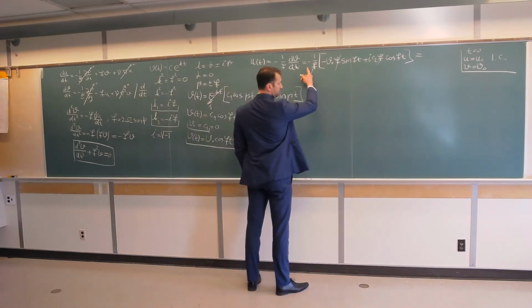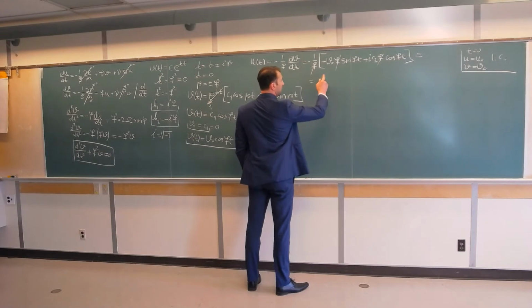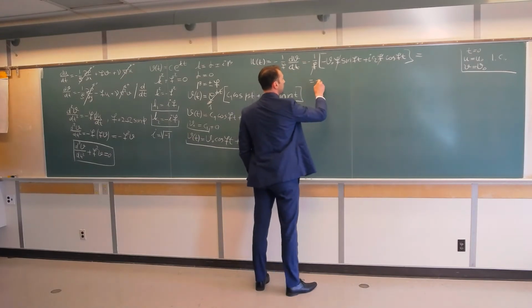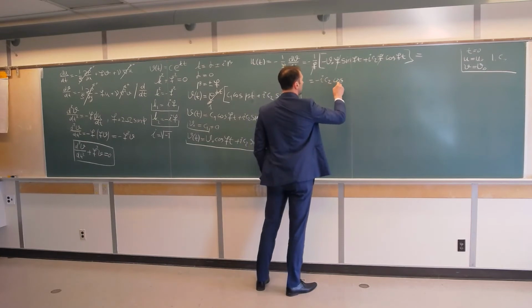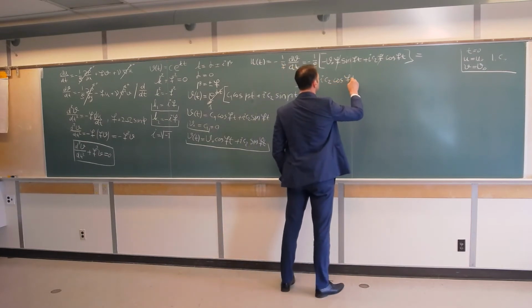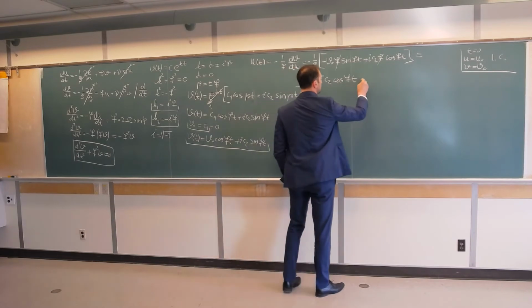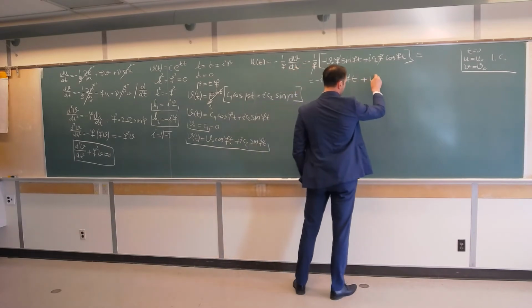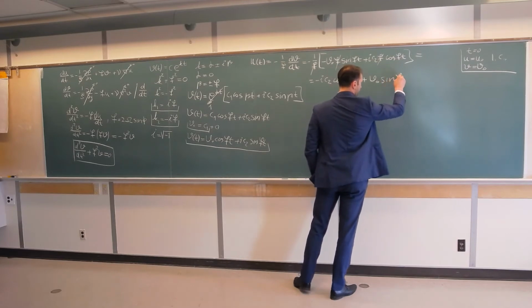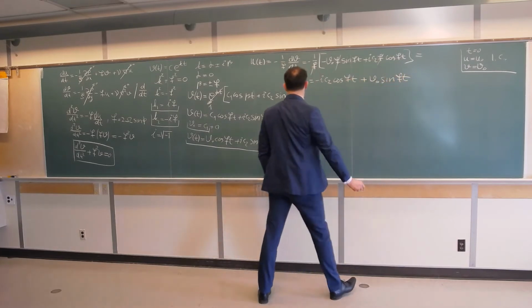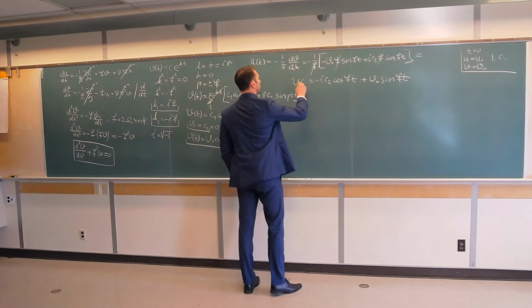I will put the cosine term first, so it will be negative i c2 cosine ft. This minus and this minus will give me plus v naught sine ft, and this is of course u of t.